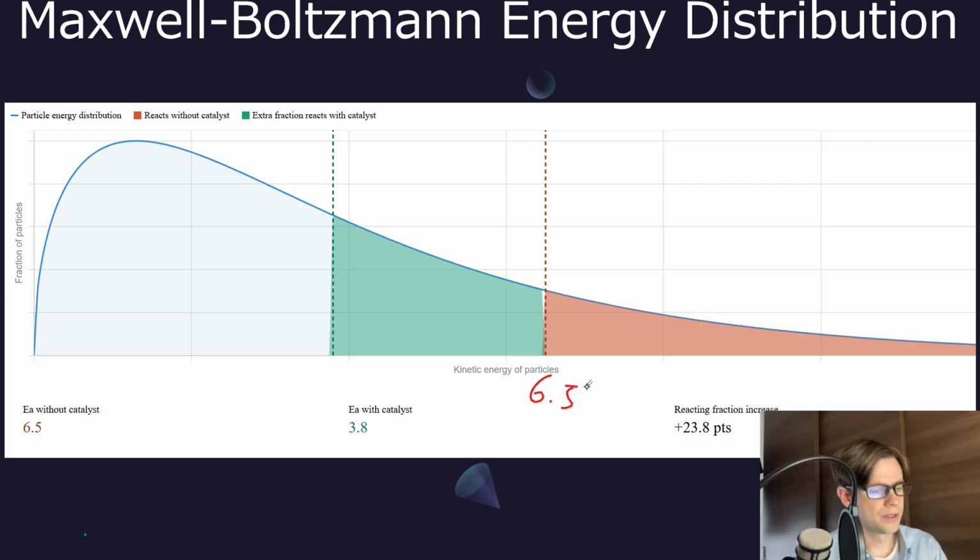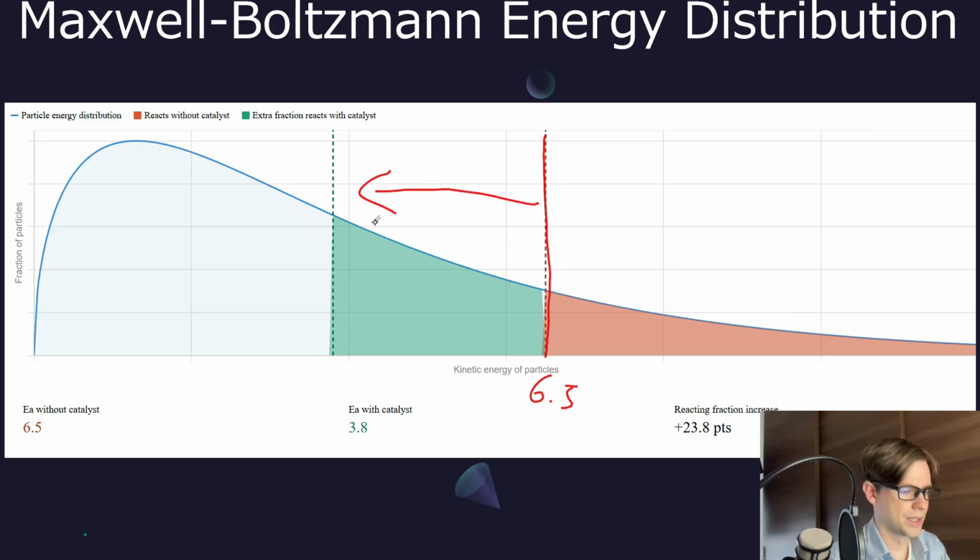So anything under our curve that is less than 6.5 kinetic energy units is not reactive. Anything above it can react though. But what happens when we add a catalyst? In this case, what we do is shift that activation energy vertical line back, shift it to the left. New one here, with catalyst, it is 3.8, it says.